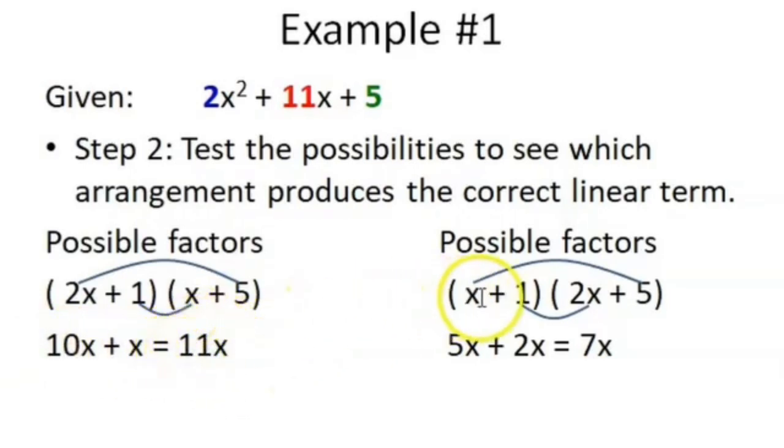11x. Sa kabila naman, mayroon tayong outer term na x and 5. So, x times 5 is 5x. Inner terms is 1 times 2x. The result is 2x. So, combine po natin sila. 5x plus 2x. The result is 7x. So, sa kanilang dalawang possible factors natin, itong arrangement na to na nag-produce ng ating linear term na 11x, which is our middle term. So, ito po yung gagamitin natin na sagot.